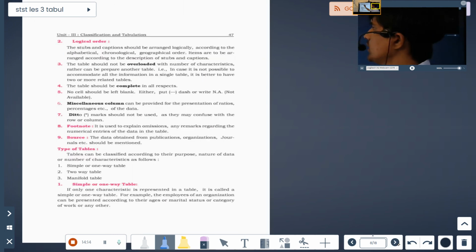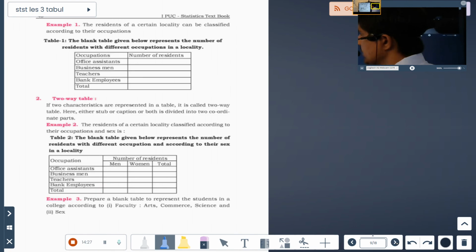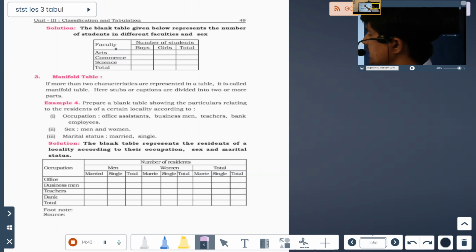Next is logical order. What do you mean by logical order? Stubs and captions should be arranged logically according to alphabetical, chronological, geographical order. What in the sense? Usually you can see, I'll show you here. See here, arts comes first, A, C, S. They have arranged logically. Alphabet A comes first, then comes commerce, then comes science. So A, C, and S.